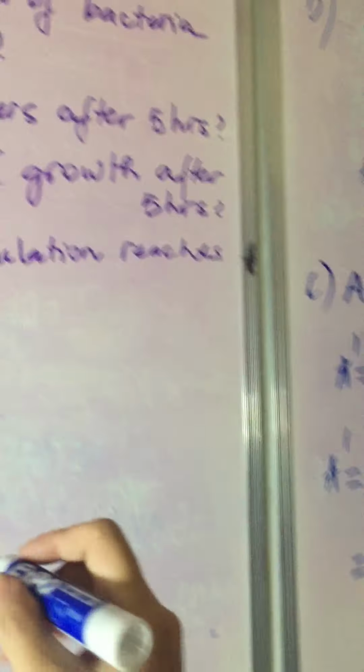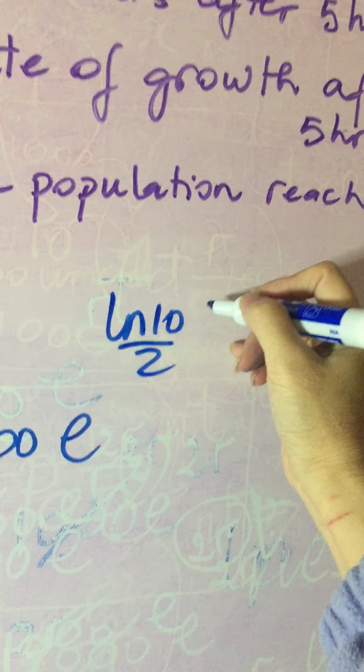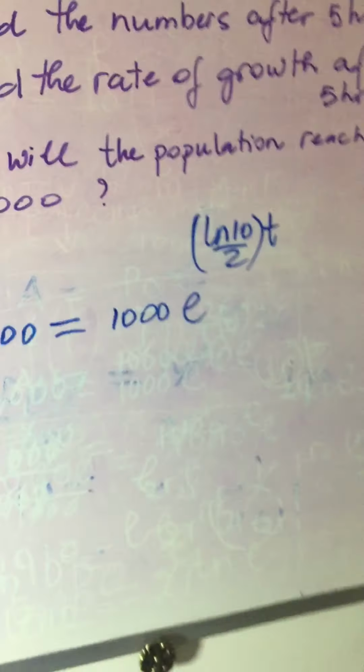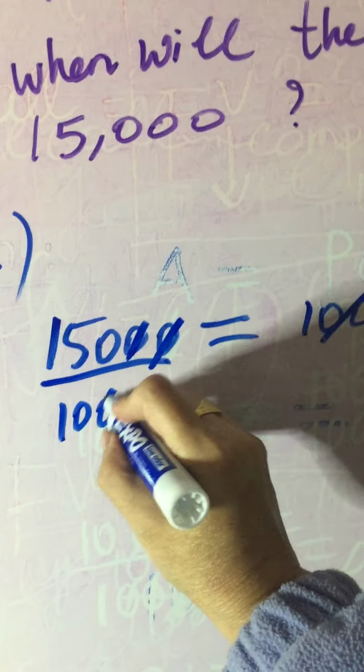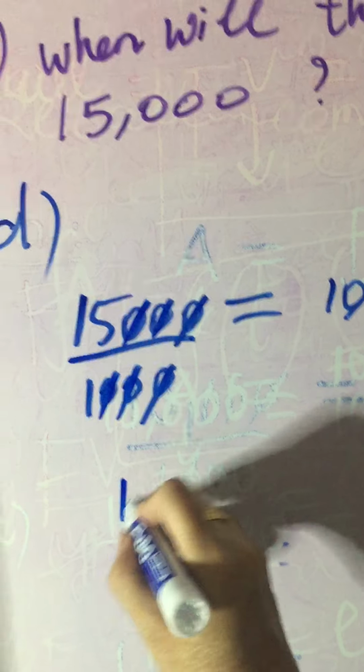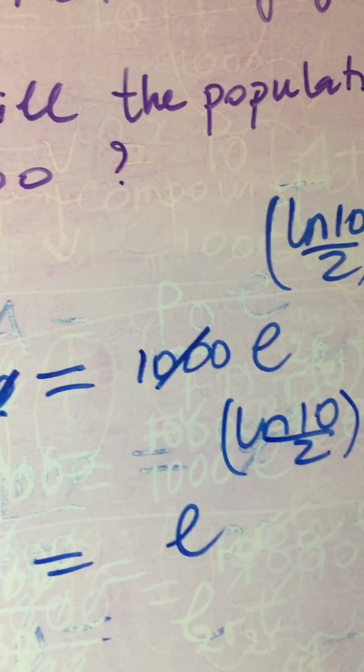Our equation is 1000 e to the power ln 10 over 2 t times t, right? That's the original one after we developed the formula. So now we're going to solve for t. And again, I'm going to divide both sides by 1000 first. So cancel, cancel, cancel. So I have 15 equal e to the ln 10 over 2 times t.